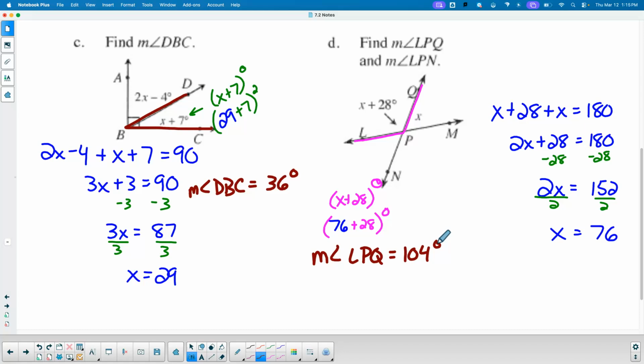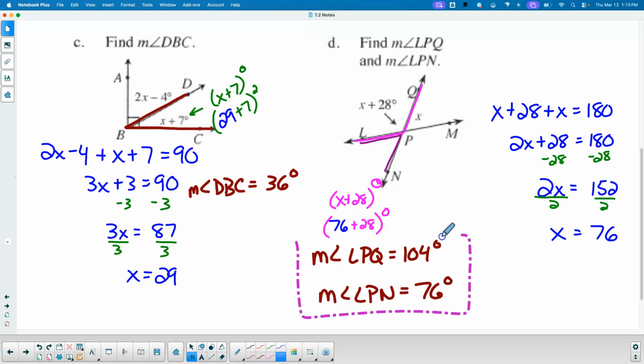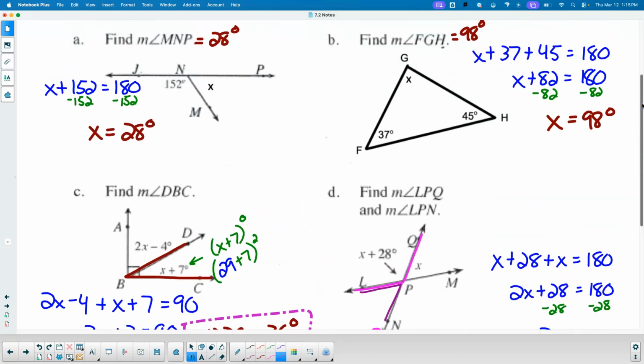Then it said we also need to find the measure of angle LPN. That's that purple one. What do I know about the measure of angle LPN and x? They're vertical angles, so those are equal to each other? Yep, okay. So the measure of angle LPN then would be 76. Questions on any of those? Good. All right.